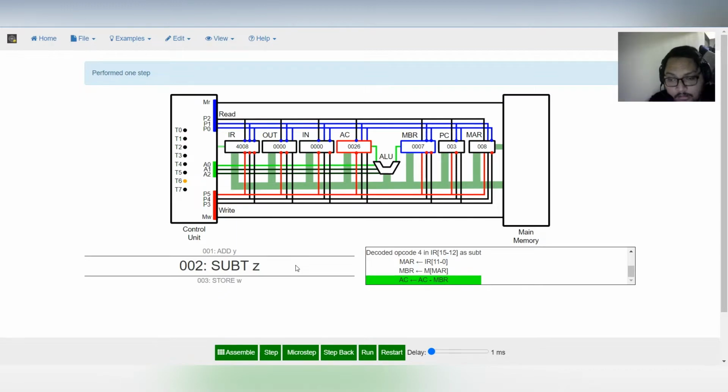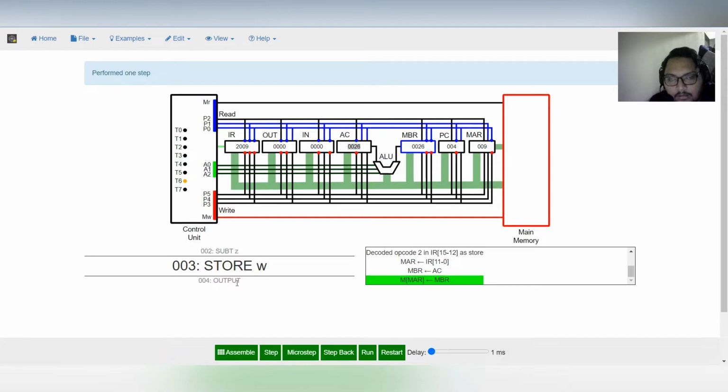Then we move on to the next operation, which is subtract Z. Here the IR value is 4008, the MAR value is 008, and the MBR value is 0007, and it will go to the accumulator. So the value in the accumulator will be 0026.